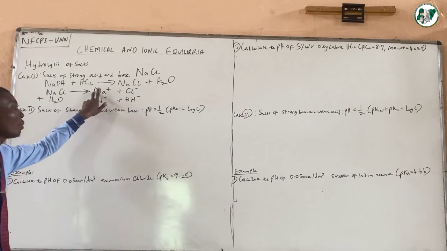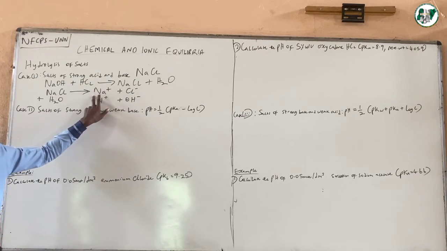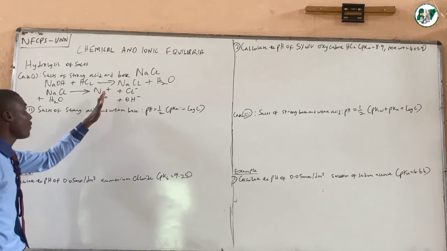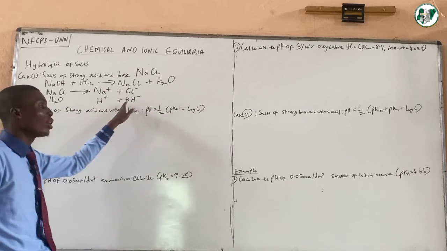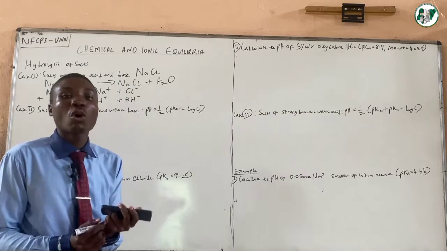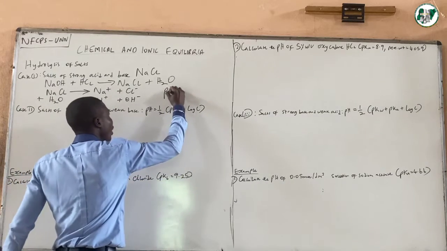What it means is that the sodium here does not cause any change in pH. The chloride here does not cause any change in pH. And then you have equal amounts of hydrogen ion and hydroxide ion. It simply means that when the salts of strong acid and base undergo hydrolysis, the pH will be equal to 7.